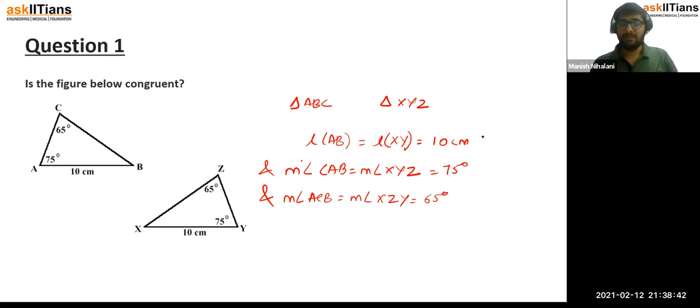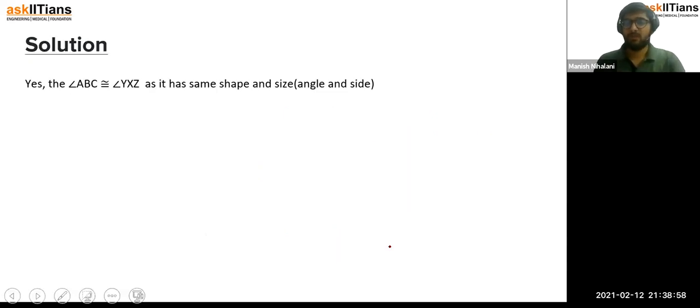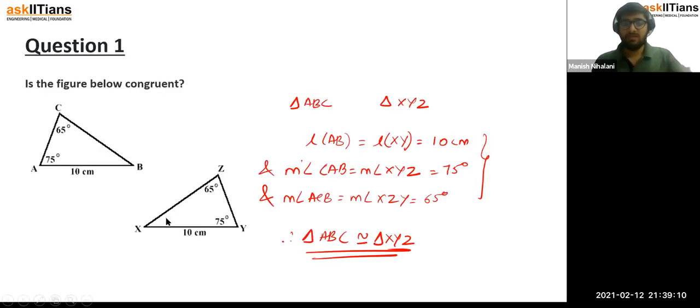So in this case we say these triangles which have the same angles and the same side length have to be congruent, right? So triangle ABC is congruent to triangle XYZ as it has the same shape and the same size. The angles and the sides are of the same length, as seen here. So this is what congruency and similarity are about, right?